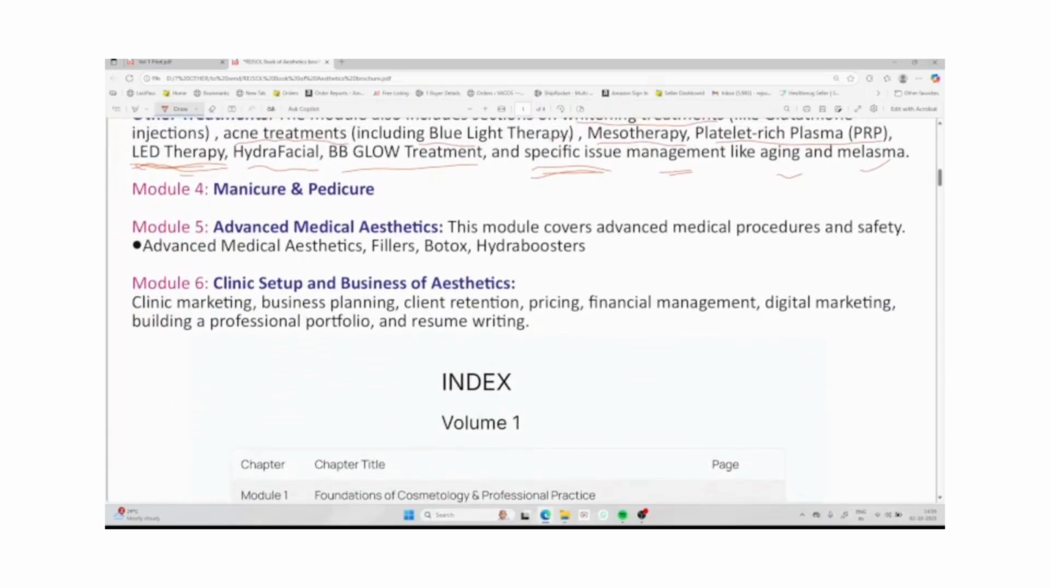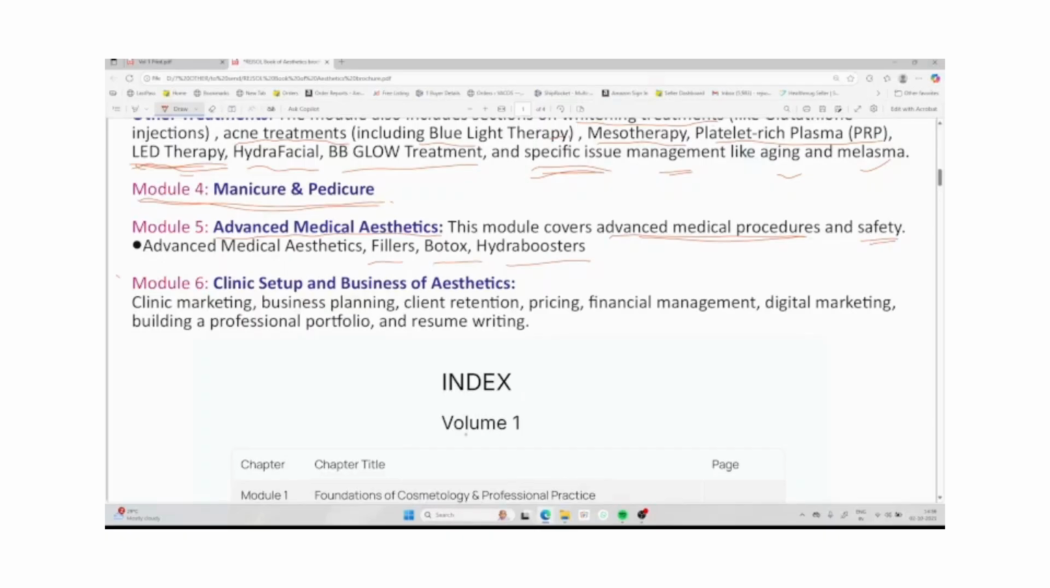Module 4 will discuss manicure and pedicure. And in module 5, there will be advanced medical aesthetics like fillers, botox, hydro boosters. We will discuss the procedure. So the theory part of these procedures and safety is discussed in this.